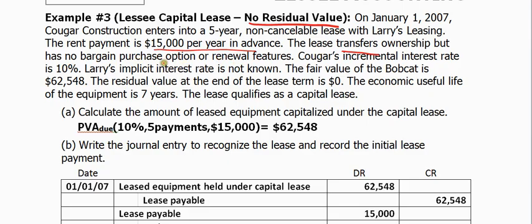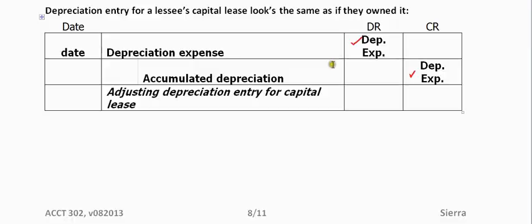If you're going to transfer ownership, why would you have a bargain purchase option or renewals? So that's pretty typical to have one feature and none of the others.